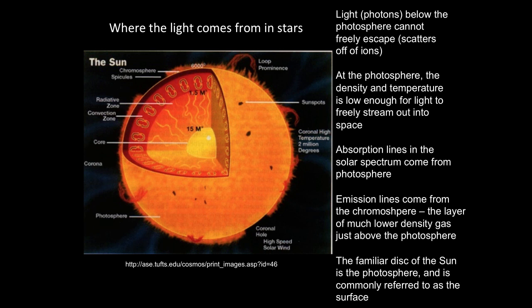So where does sunlight actually come from? Well, here's a cross-section through the sun. We're not going to go into the interior at the moment. That's for later weeks. The light that we actually see from the sun comes from the photosphere. The photosphere is effectively the surface of the sun.